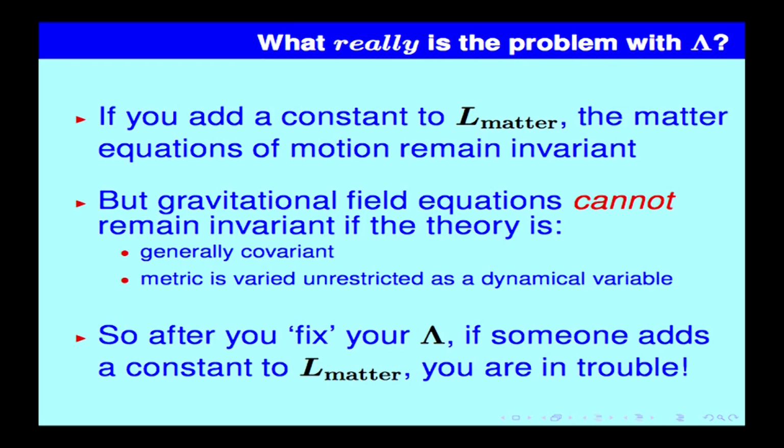What it means is that if you fix your lambda, you have some beautiful idea as to why lambda L_P squared should be some 10 to the minus 122, and somebody sneaks in and adds a constant to L matter, which he is allowed to do, or if the universe undergoes a phase transition, you are in trouble, because whatever value you have come up with has been completely demolished. So, the real problem is not with cosmology or the cosmological constant, but the real problem is with gravity.